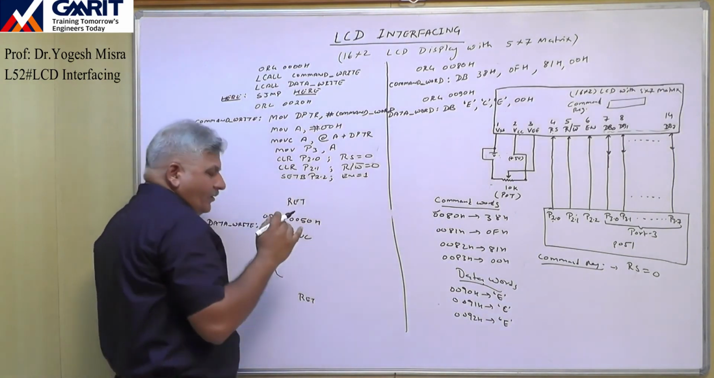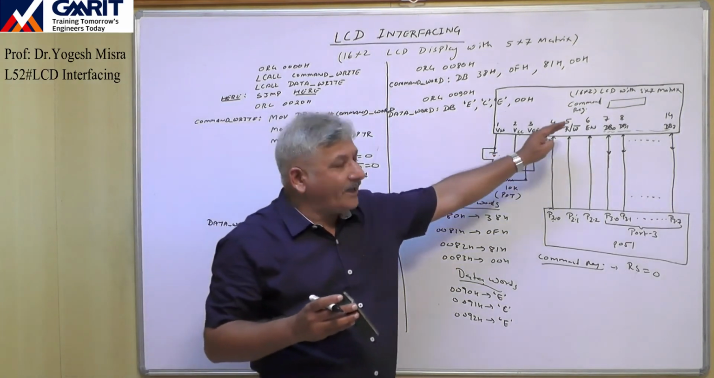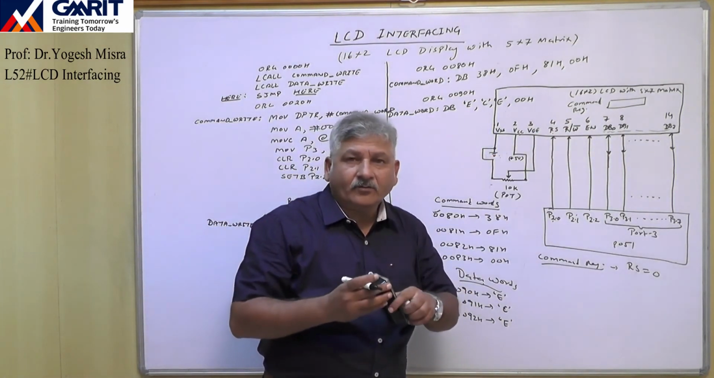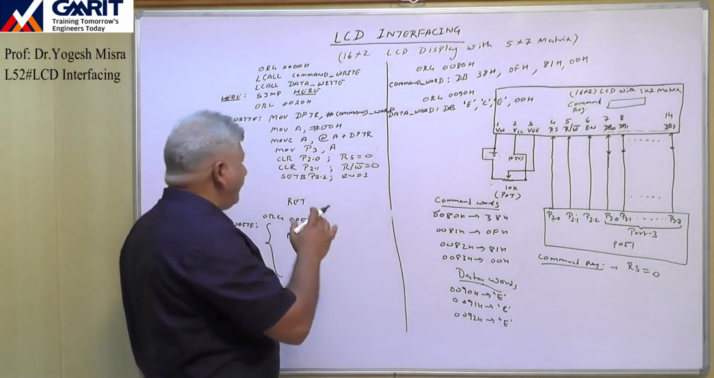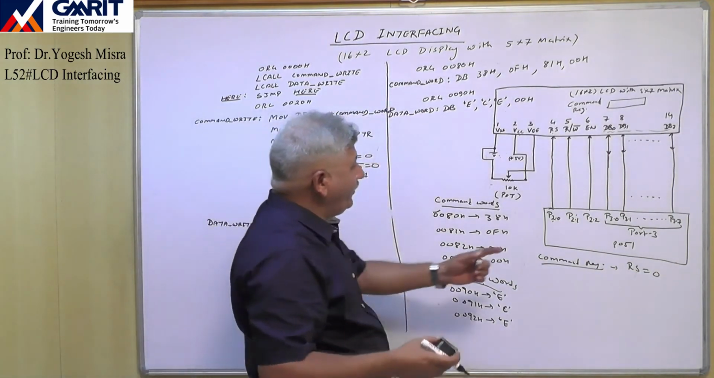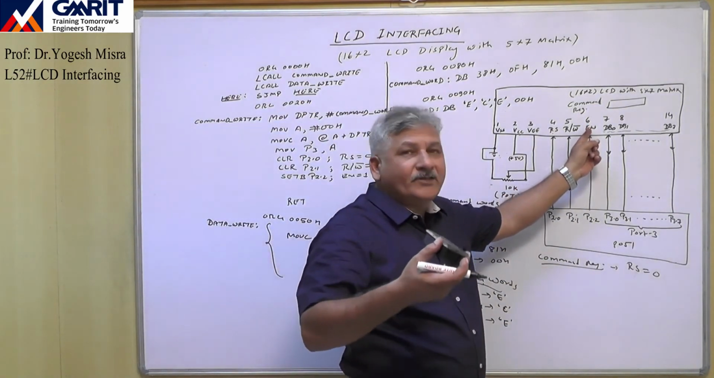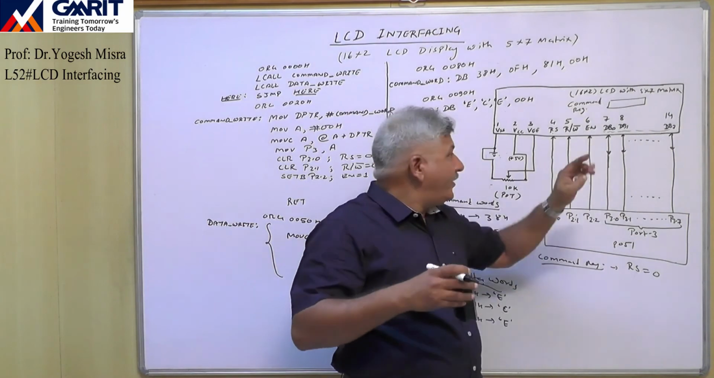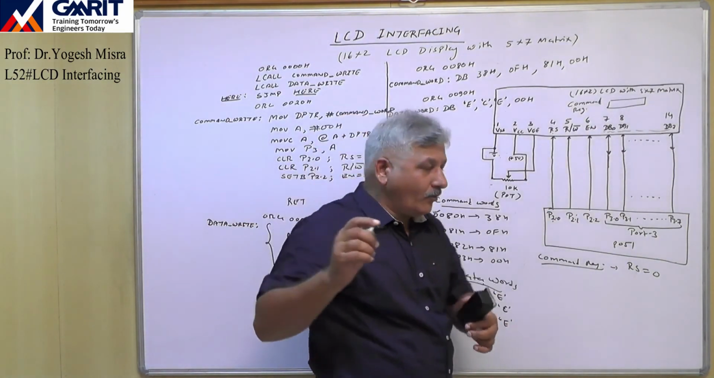After this, we will give some time for the LCD to settle down. So we will write one delay subroutine for the settle down, so that this pin should be settled to 1. After that we will make this pin 0. So what will happen? Now it is 1, after some time we will make it 0. So it will go from high to low.